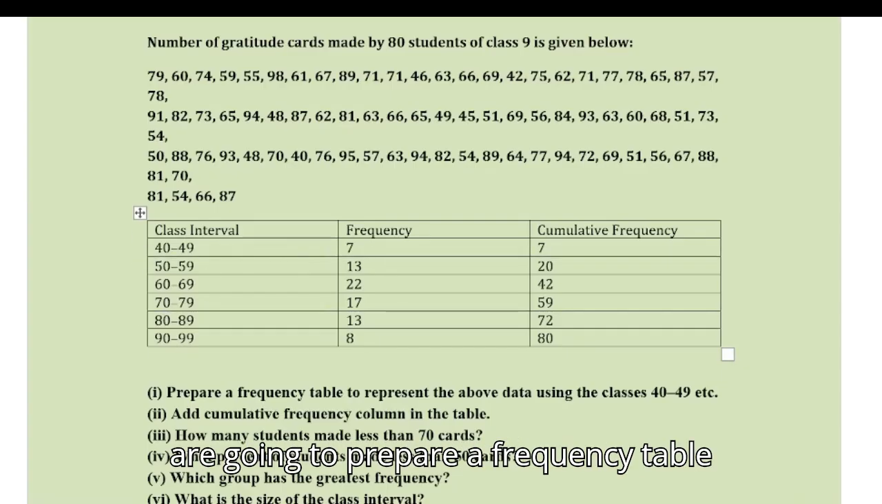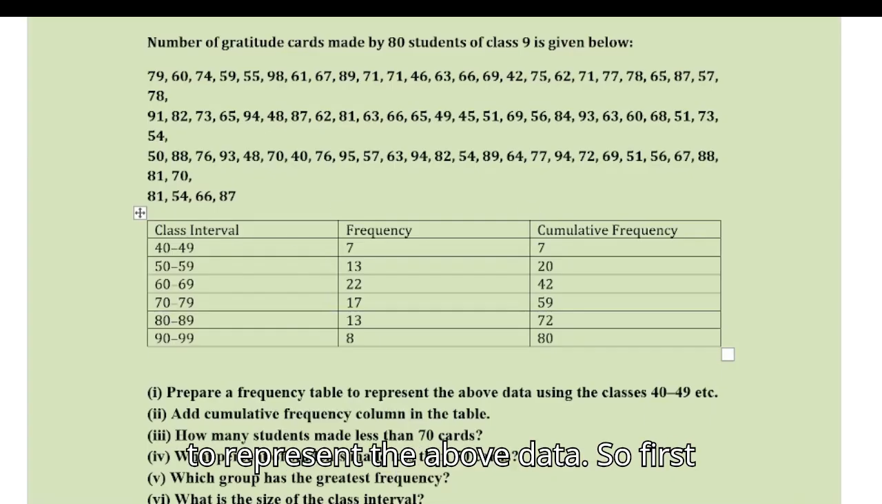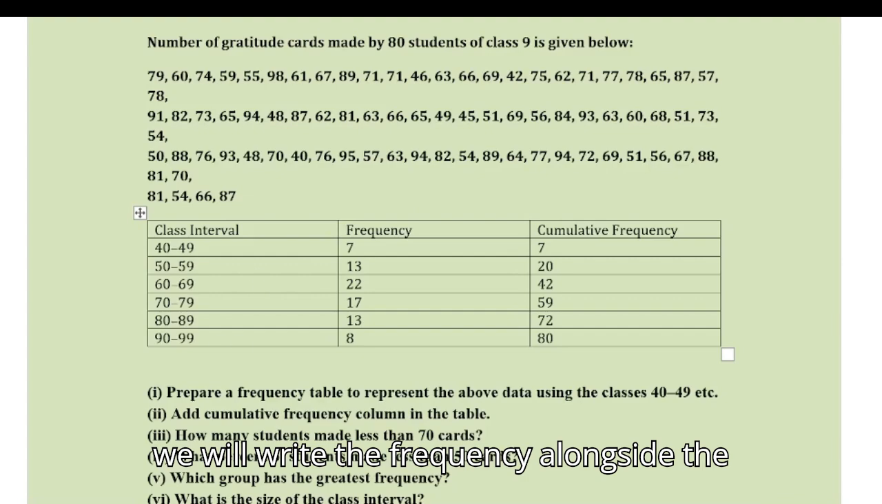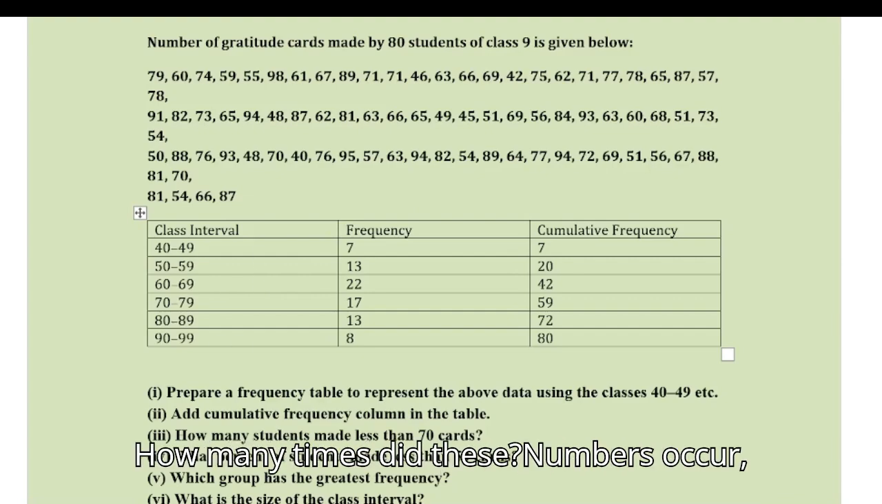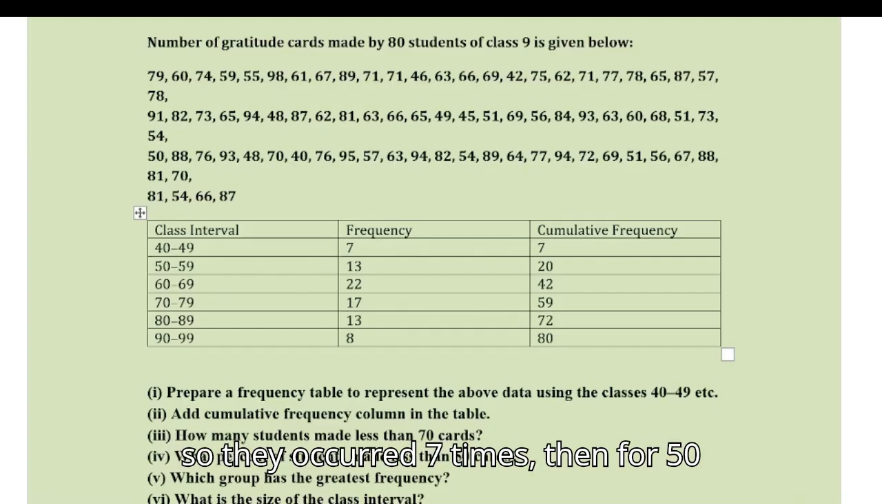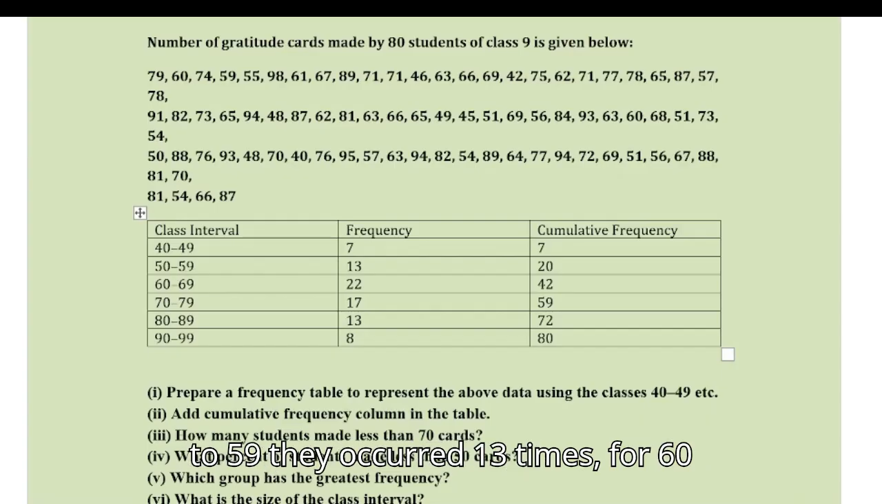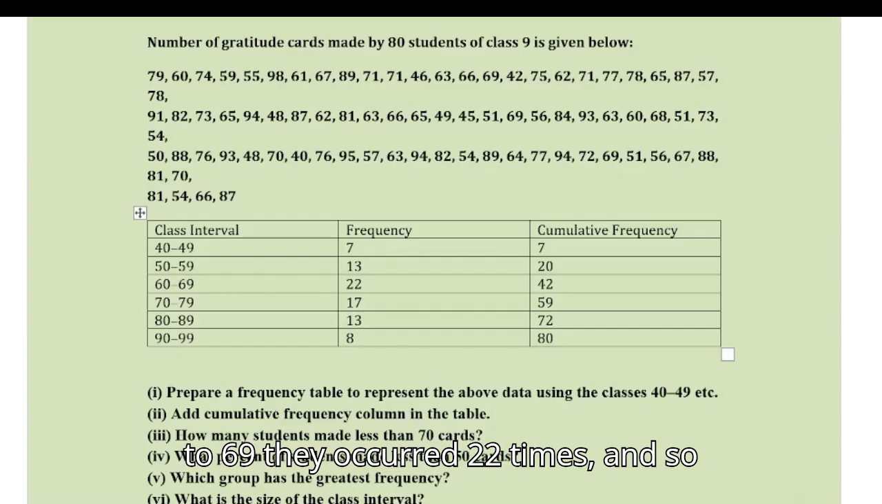We are going to prepare a frequency table to represent the above data. So first, we will write the frequency alongside the class interval. For example, 40 to 49, how many times did these numbers occur? So they occurred 7 times. Then for 50 to 59, they occurred 13 times. For 60 to 69, they occurred 22 times, and so on.